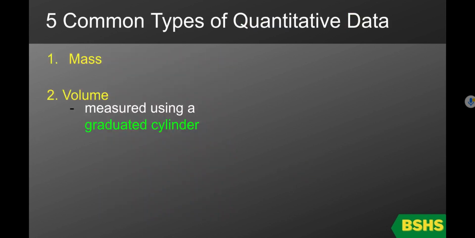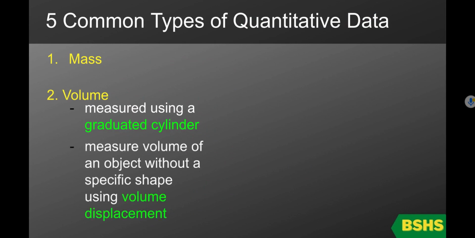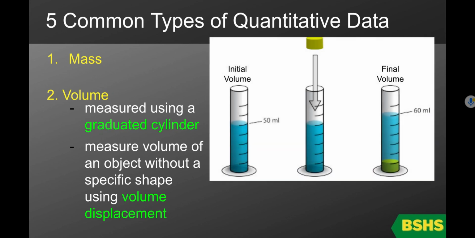You can also find the volume of other things besides a liquid. You can do that by using a method called volume displacement. As long as the object can fit inside the graduated cylinder and the object sinks to the bottom, you can use this method. First, you need to fill the graduated cylinder with water and measure that initial volume.